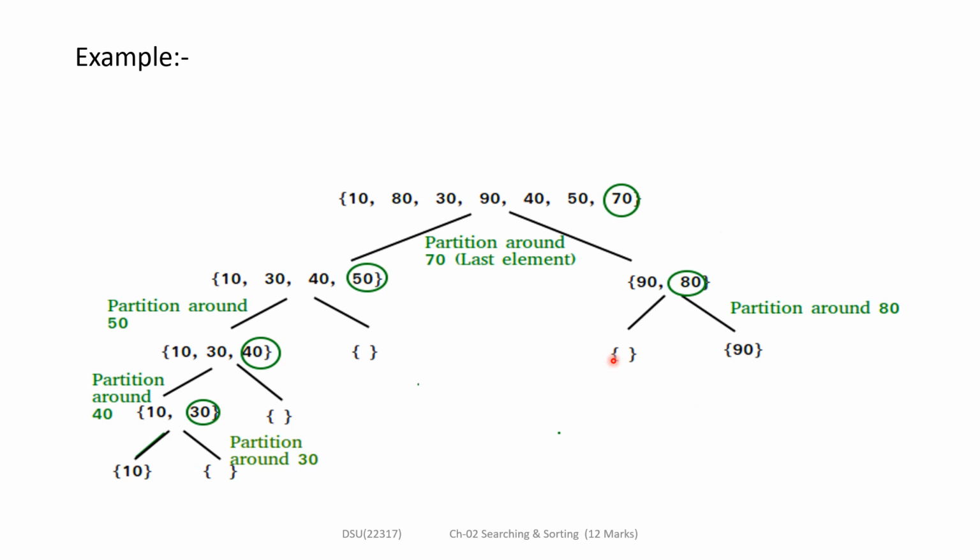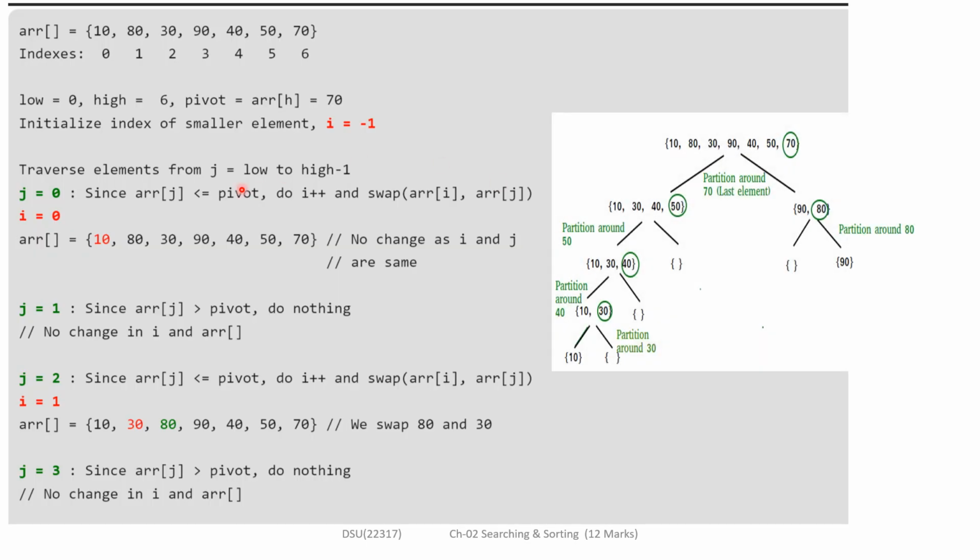Now we will see the sorting. See here, these are our elements and these are the indexes of these elements. Firstly, low is equal to 0, high is equal to 6, and pivot is equal to 70. So initialize the index of the smaller element i equal to -1. Traverse elements from j equal to low to high - 1.